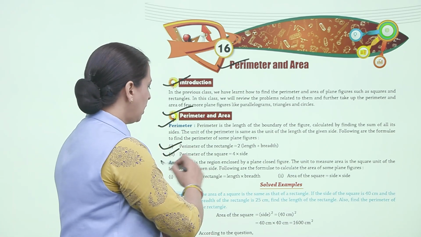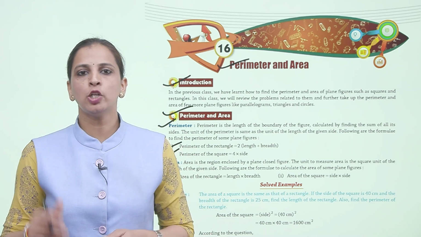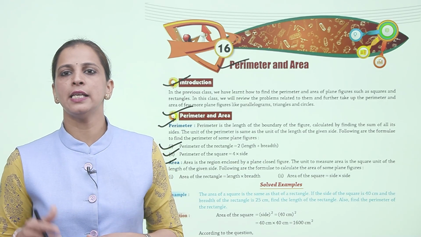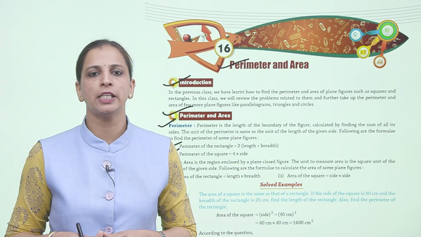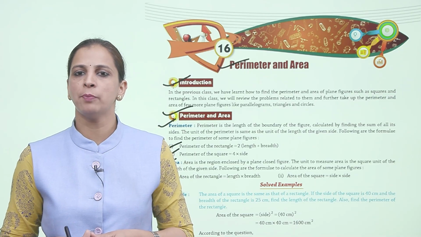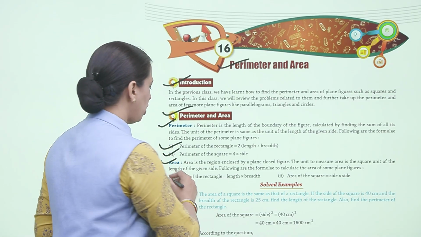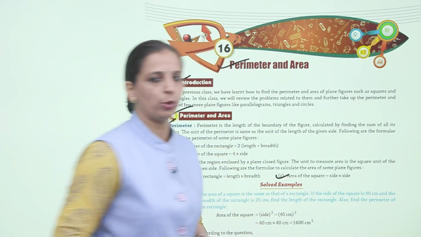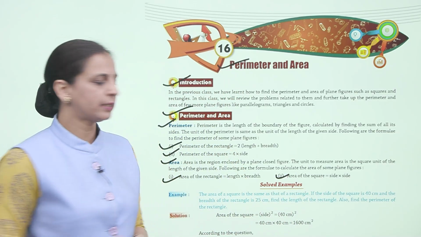Area. Area is the region enclosed by a plane closed figure. The unit of measure area is the square unit of the length of the given side. Following are the formula to calculate the area of some plane figures. Now first is area of rectangle is length into breadth. Area of square is side into side. Now example करते हैं.